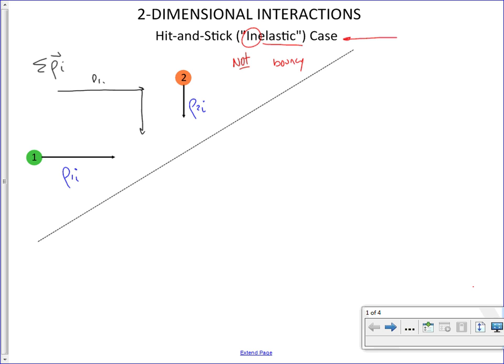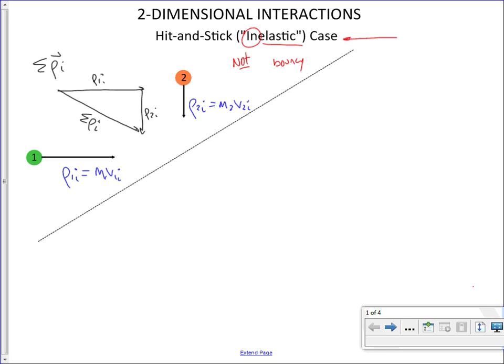Here's P1 initial. Here's P2 initial. Here's the net initial momentum. Right? And each of these initial momenta you could find if you needed to. Well, if you were given enough information, right? M1 V1 initial. M2 V2 initial.